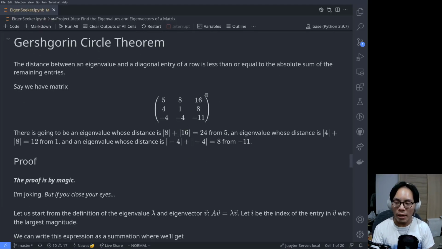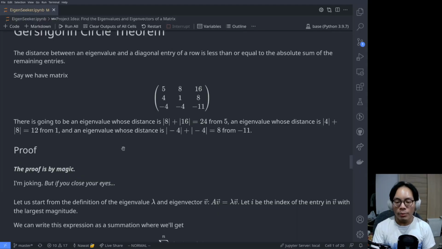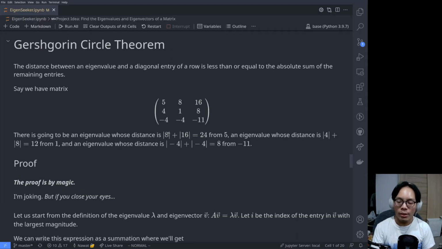So let's say we have this matrix, which is the one that we've been using this whole time. There is going to be an eigenvalue whose distance is at most 24 away from 5. So basically 5 is the diagonal entry, and the absolute sum of these two entries is going to be the maximum distance of the eigenvalue away from 5. And the same thing for 1 and the same thing for minus 11.